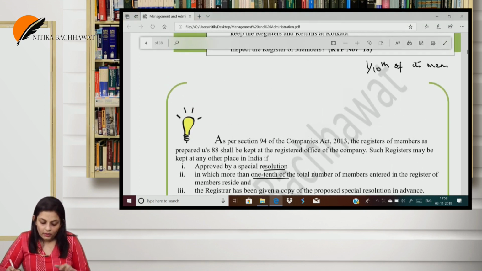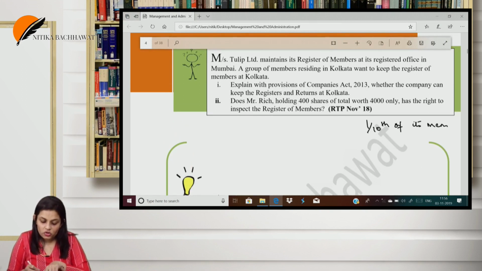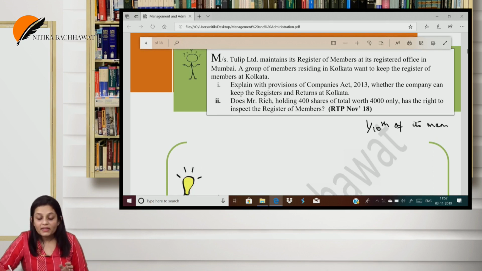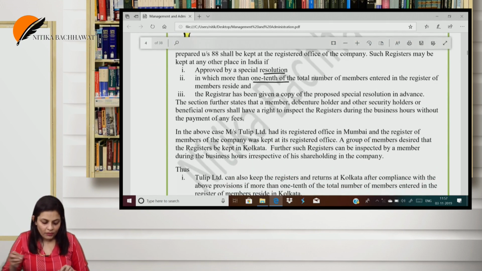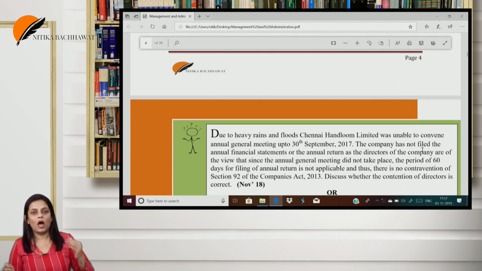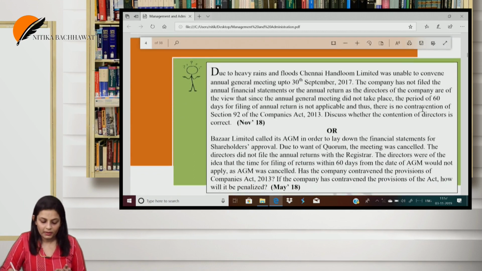Then, further the question says, does Mr. Rich, holding 400 shares of total worth 4000 only, has the right to inspect the register of members? The register of members can be inspected by any shareholder or director of the company at any time without giving any fee. So, a member, debenture holder and other security holder or beneficial holders shall have a right to inspect the register during the business hours without the payment of any fee. So, can he? Yes. Doesn't make a difference how many shares you are holding. Even if you are holding a very minimum amount of shares, still you have a right to inspect.